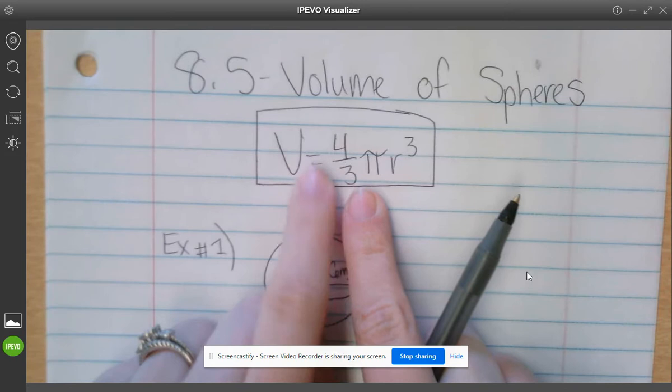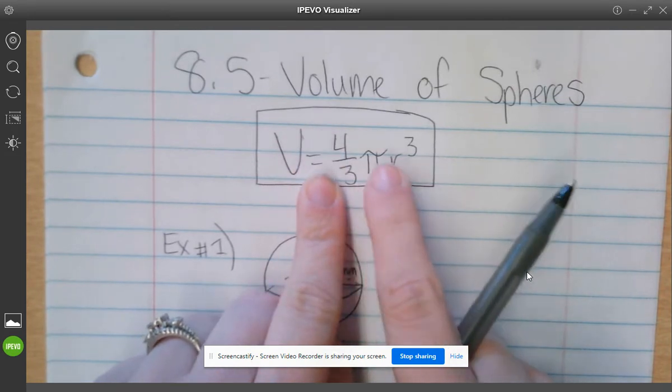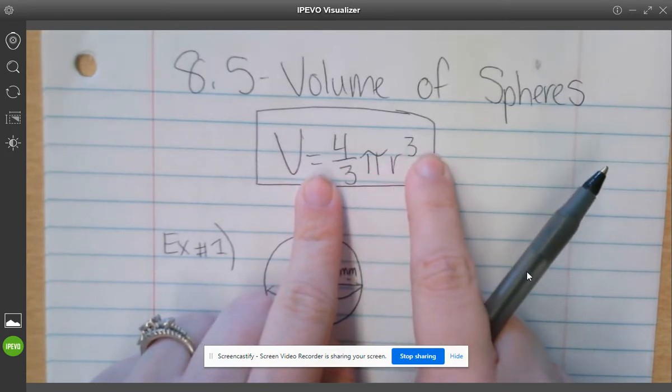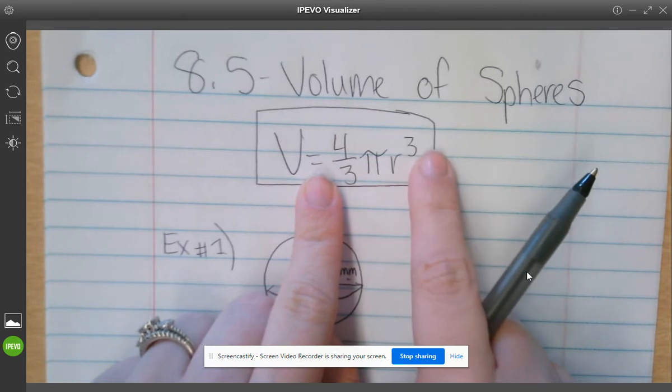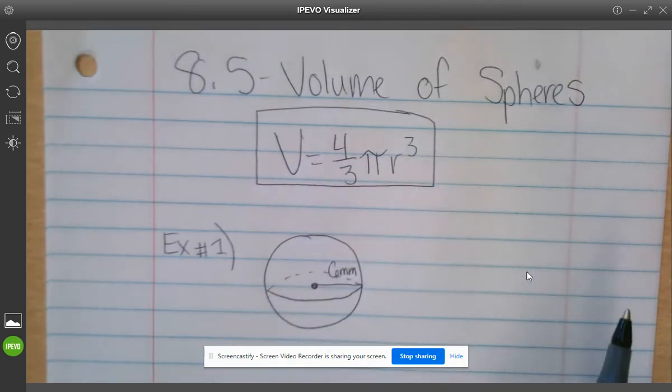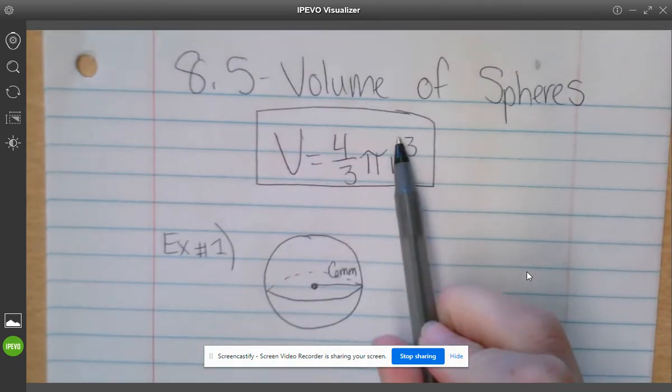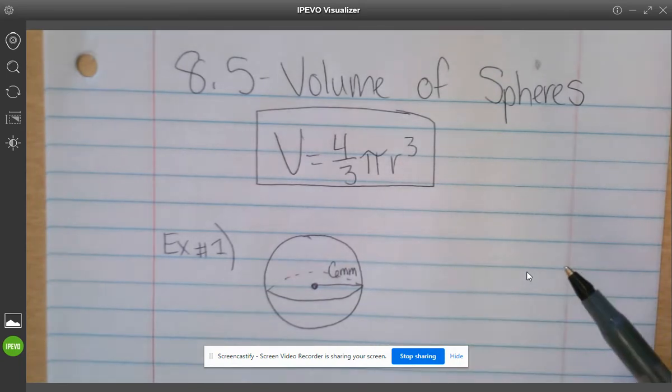So here's my equation. It starts out with a 4/3 pi and then r cubed. So I'm no longer doing r squared. For a sphere, you need to do r to the third power. But the nice thing about this is the only thing I have to figure out is what your radius is.